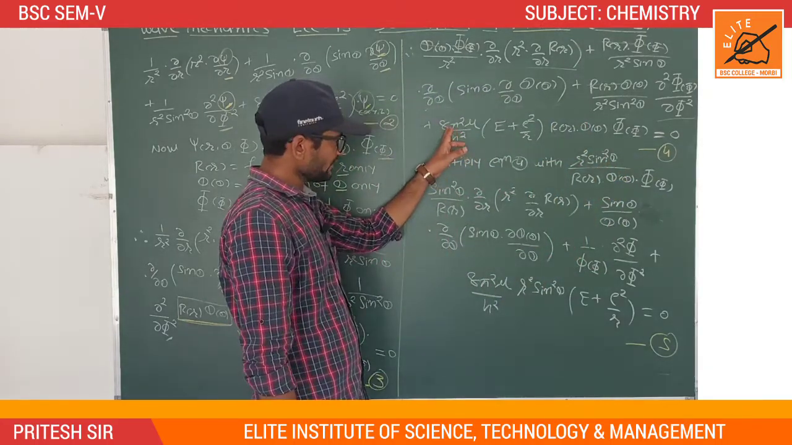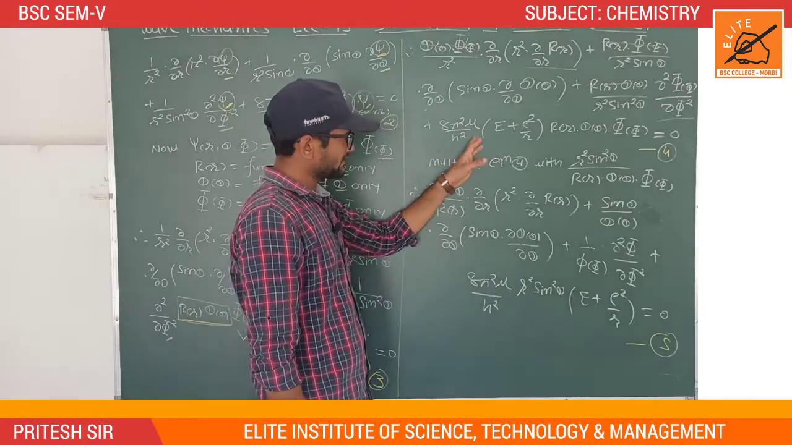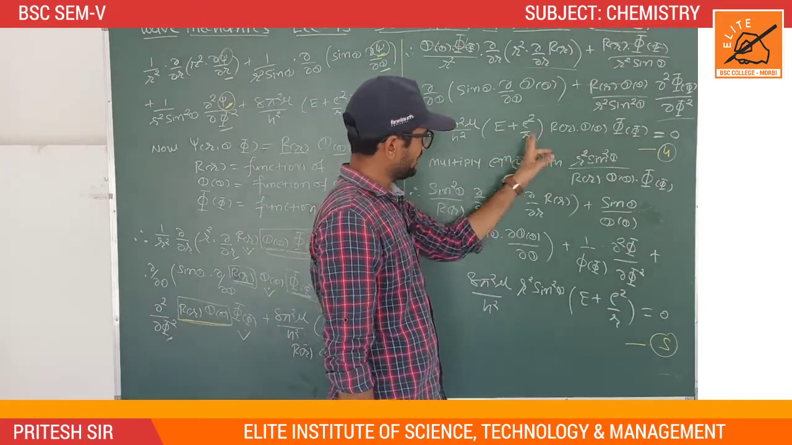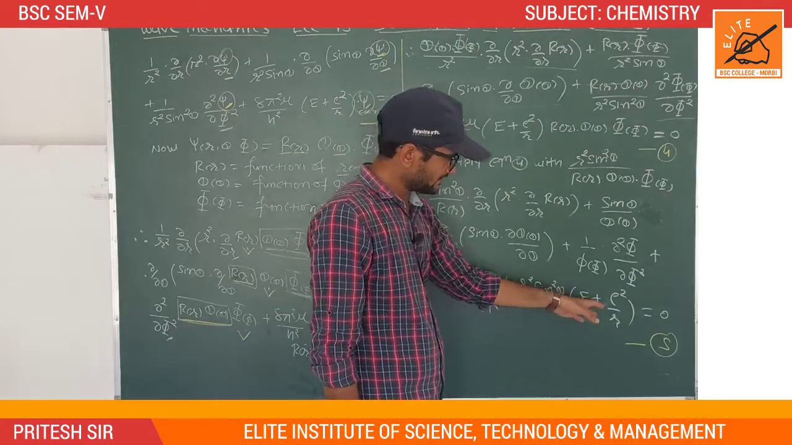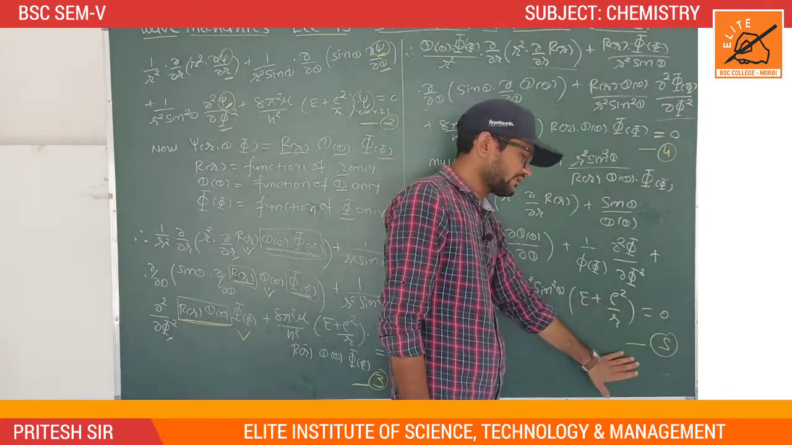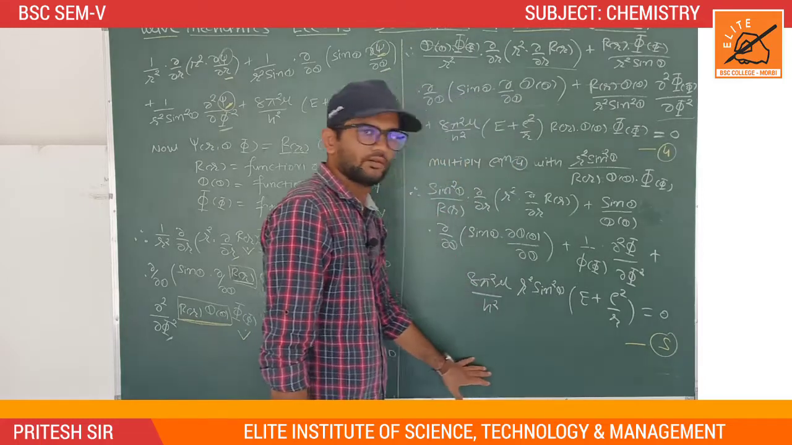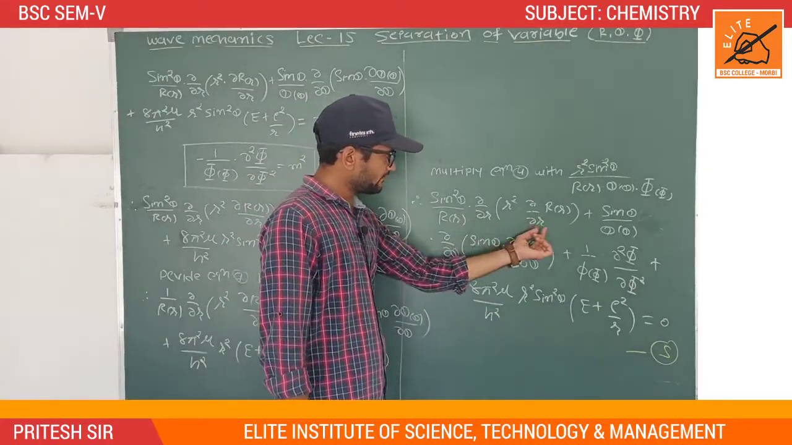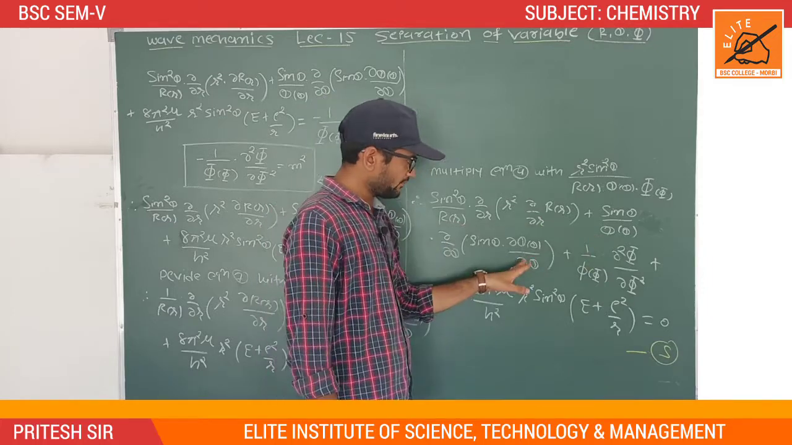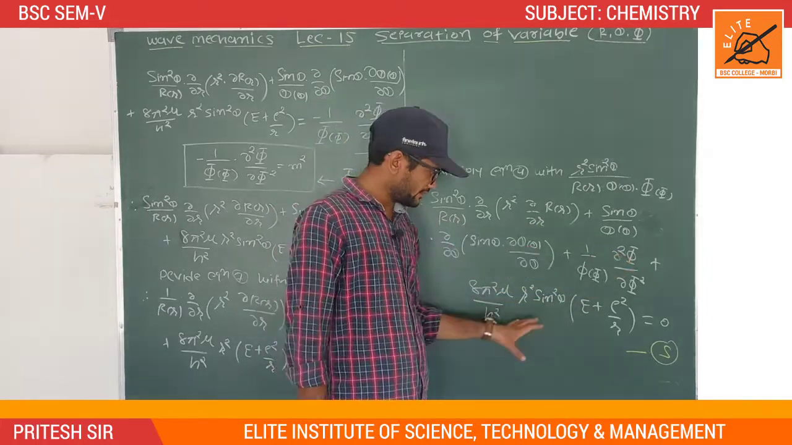Here 8π²μ/h² r² sin θ (E + e²/r) = 0. This is equation number 5. Okay, so in equation number 5, that is the first term, that is the second term, this is the third, and this one is the fourth term.